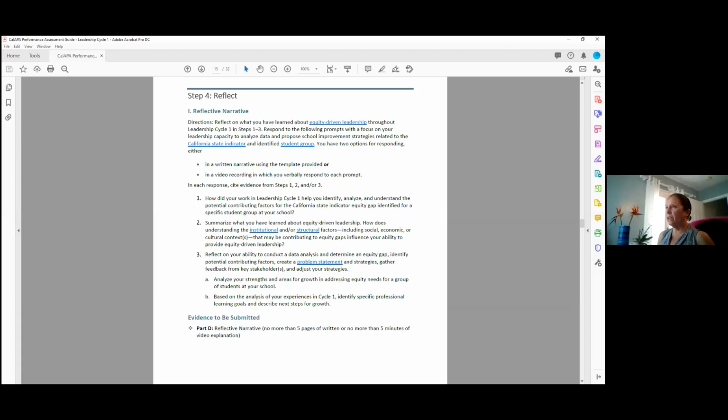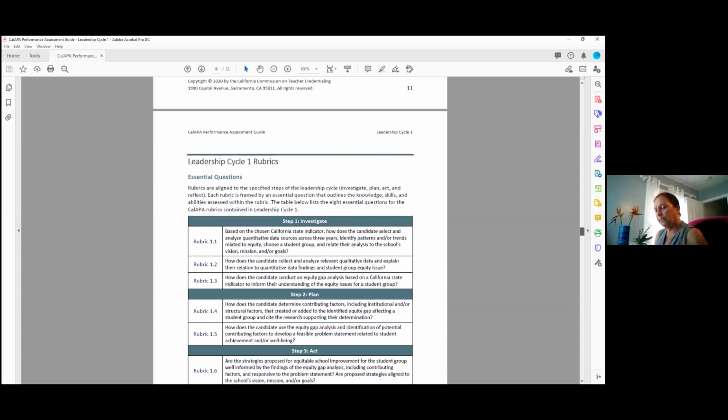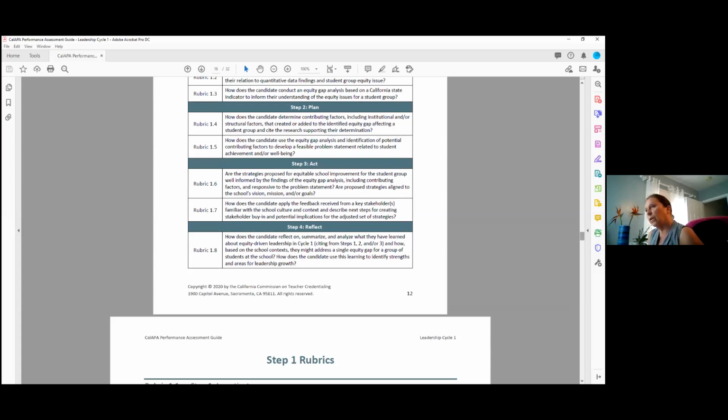Again, they can write up their response to us, or they can create that video. We have one rubric for step 4, reflect. And that essential question is right there at the bottom of our table on page 12.